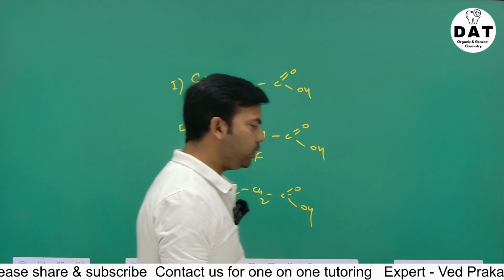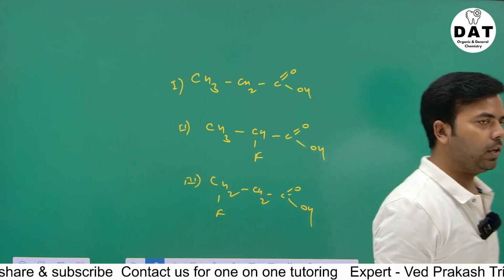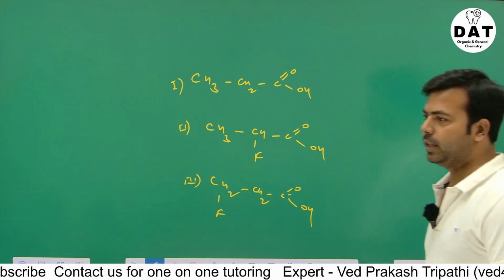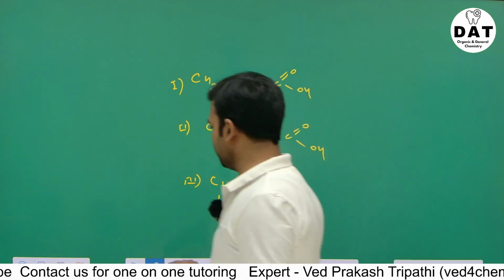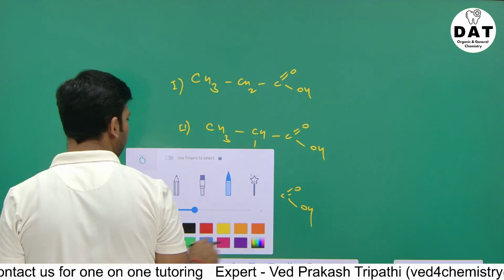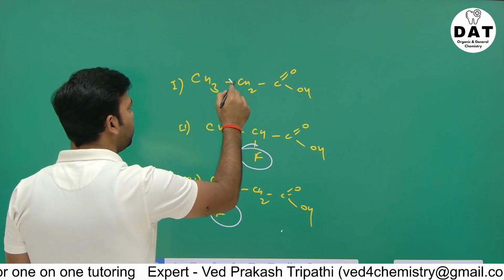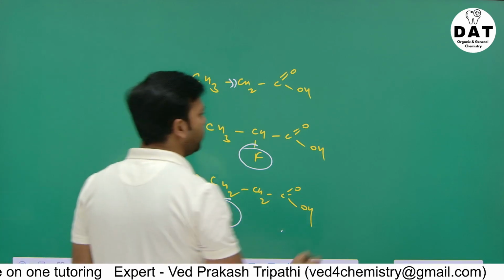So first of all, you have to categorize the electron withdrawing and donating groups. We all know electronegative elements act as withdrawing ones. So you can see this fluorine is electron withdrawing. Here there is a donor group. So the first is the least acidic.